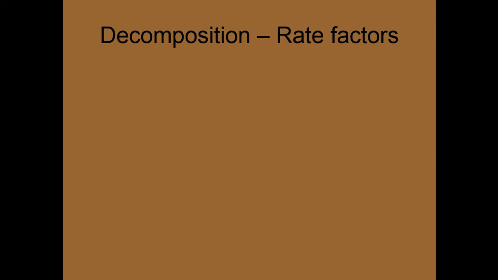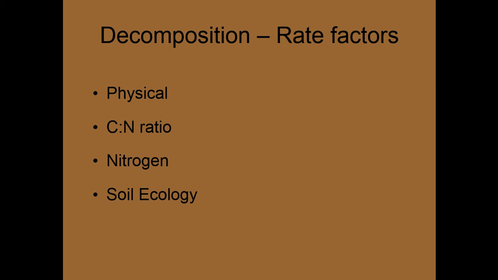Factors on the rate of decomposition: there are physical factors, the carbon to nitrogen ratio, nitrogen availability around the material, soil ecology, and the lignin content are some of our top 5 rate factors.